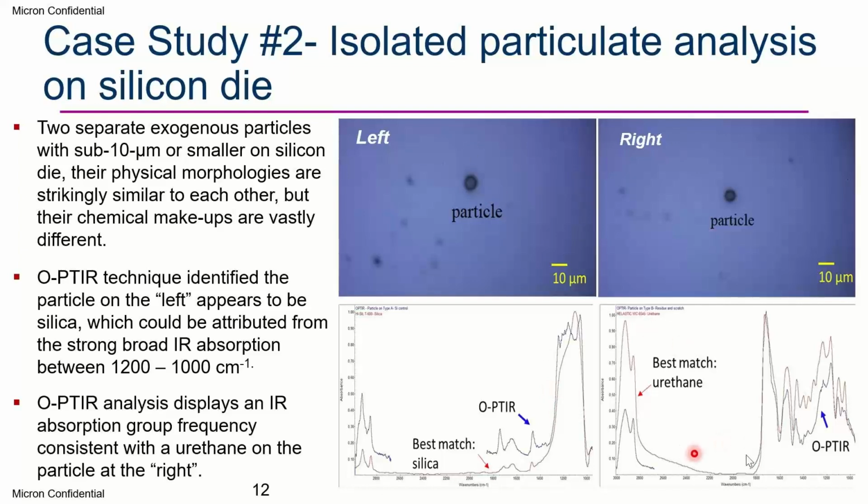Whereas for this particle, you see the IR spectrum is very different from this one. So we know definitely that it has a different chemical functional group already. It turned out to match the database as a urethane. So two particles quite close to each other, with similar size and appearance, but chemically different. This is very useful, because if you guess from the physical appearance, it may lead in a wrong direction.